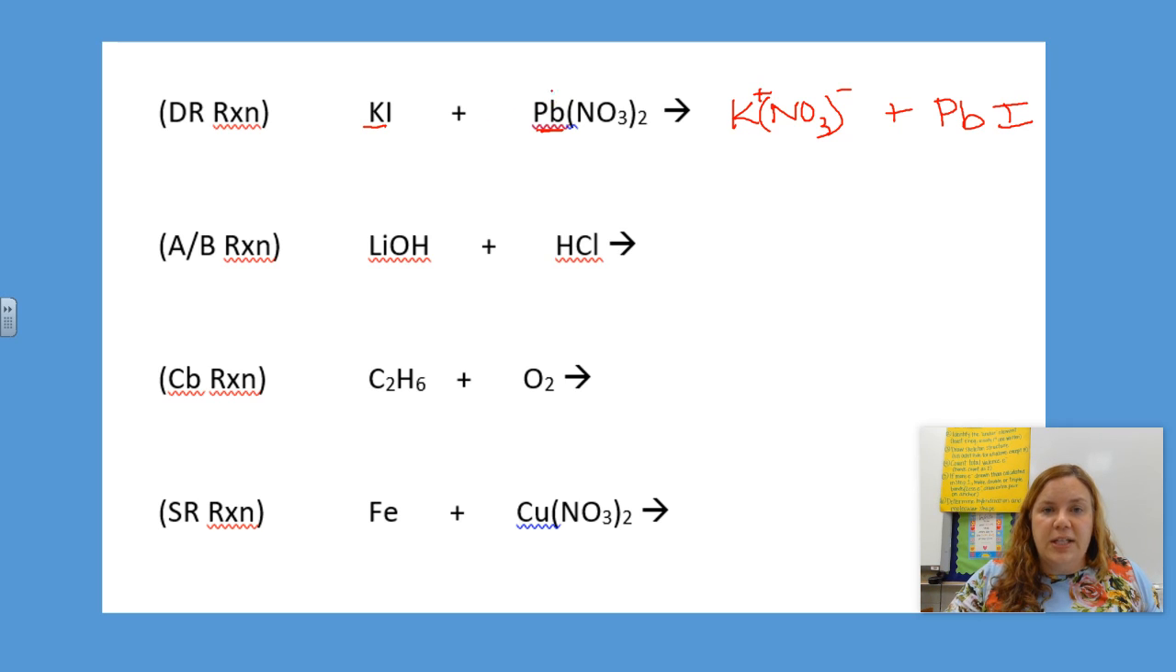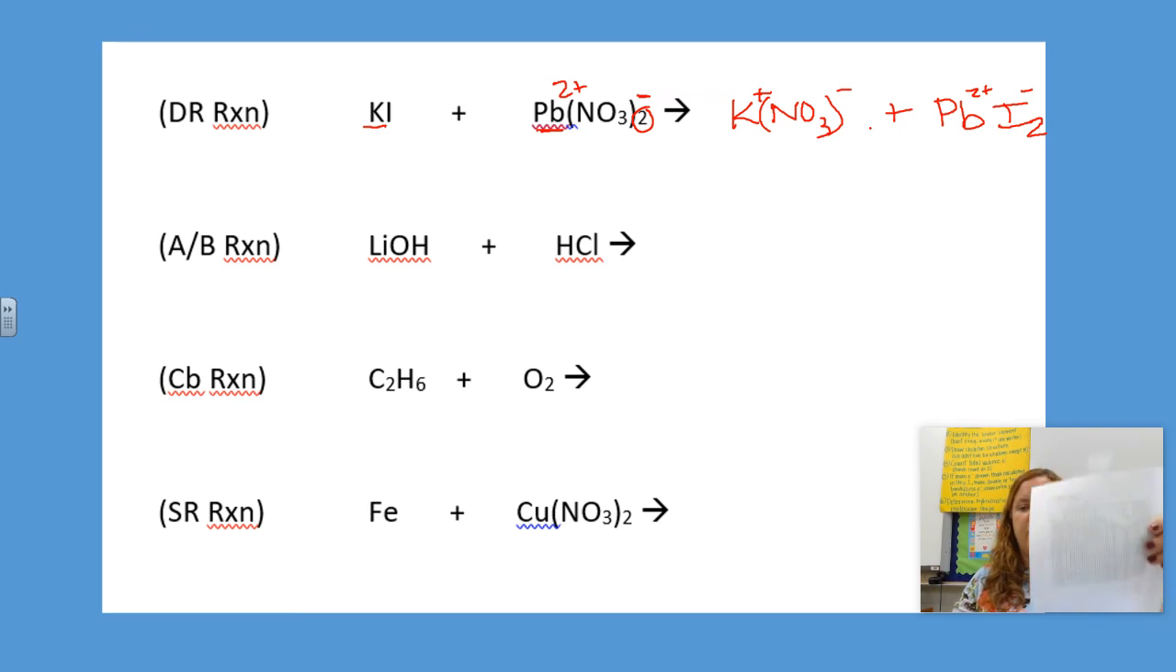Now, you can tell lead's charge because nitrate has a -1 charge, and there's a 2 right here. So lead's charge must be a +2. So if lead's a +2 and iodine's a -1, then we have PbI2. Now we need to check to see if that's going to work. So we have to check our solubility chart. And we look up KNO3, and nitrates are always soluble, you guys. And then iodide, so we look up lead iodide, and we find that it is actually insoluble. So this reaction will work, and we just need to balance it.